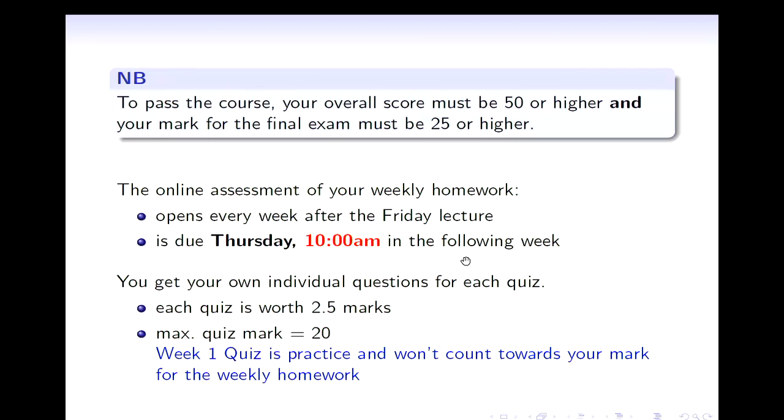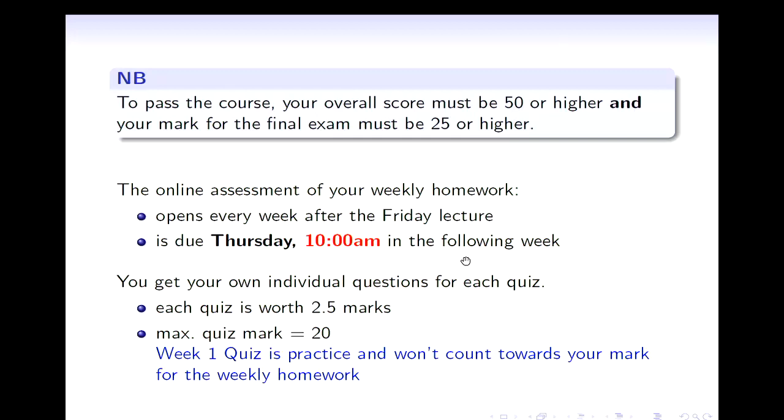The other restriction, however, is that in order to pass the course, your overall score must be higher than 50. That is half the marks that you can get with any of the 4 possibilities. But also your mark for the final exam must be 25 or higher. This is an additional hurdle, an additional condition that you need to satisfy. 25 is a little more than 40% of the 60 that you can get in the final exam.